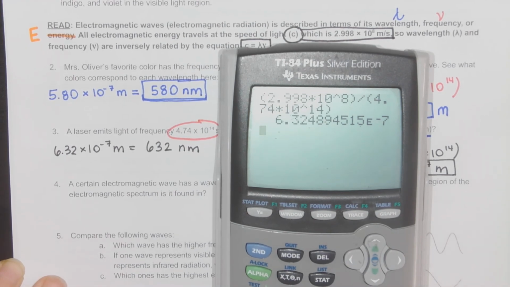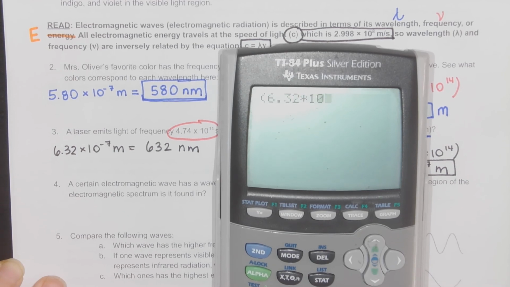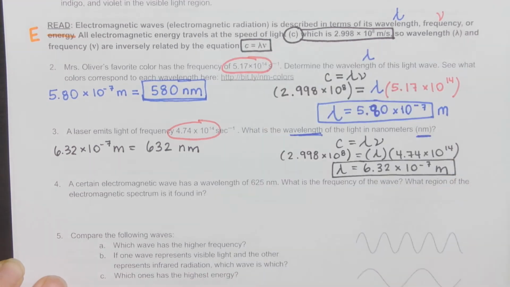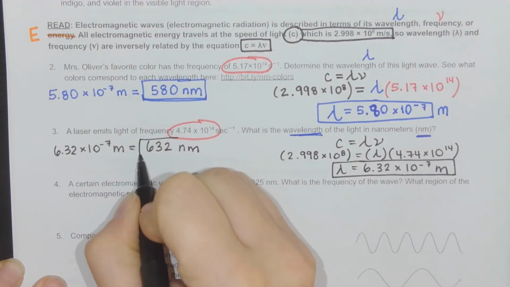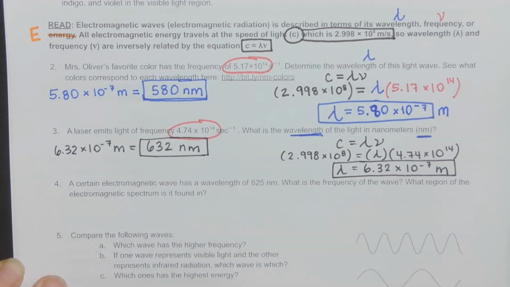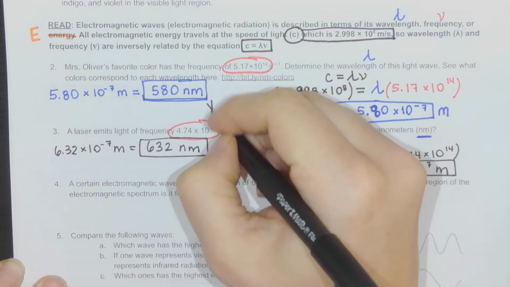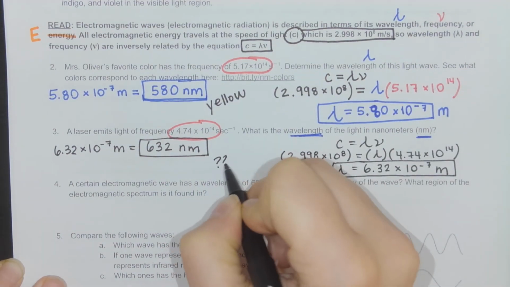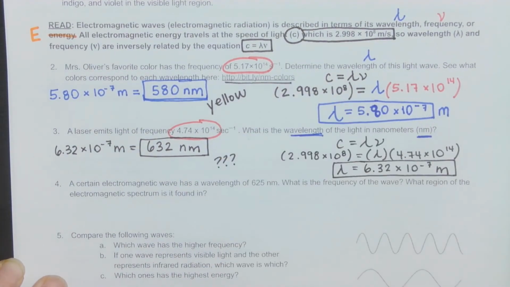I'm going to take 6.32 times 10 to the negative 7, multiply it by 10 to the 9th power, because it's a nanometer. That's 632 nanometers. And just for funsies, like I said up here, my favorite color was golden yellow. Checking out that same link, what color is this laser pointer?